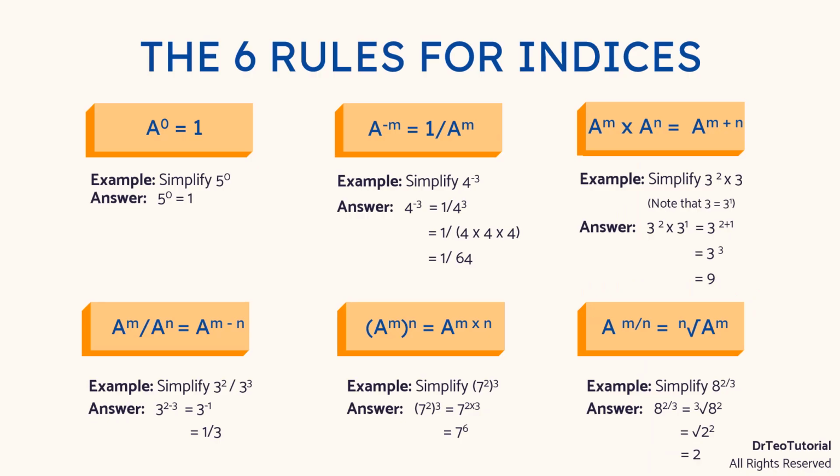There are 6 rules for indices. Note the first rule, a to the power 0 is 1. A to the power minus m can be rewritten as 1 over a to the power m. Next are the rules for when you add indices, subtract indices, multiply indices, and the last one where you can have the nth root of an index. All the examples are given below each and every rule.